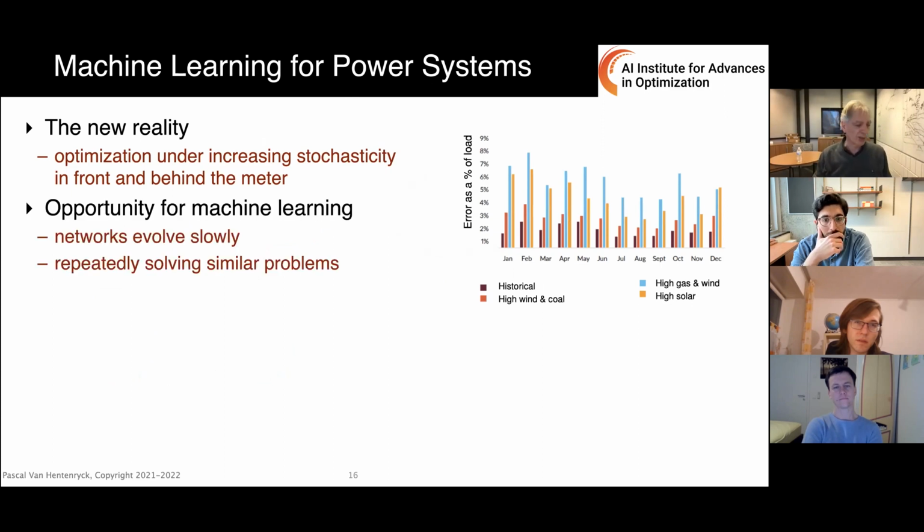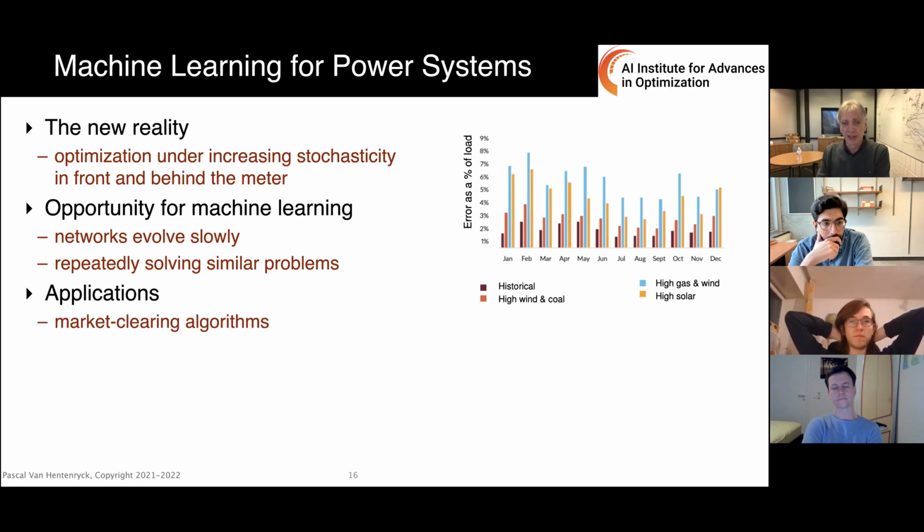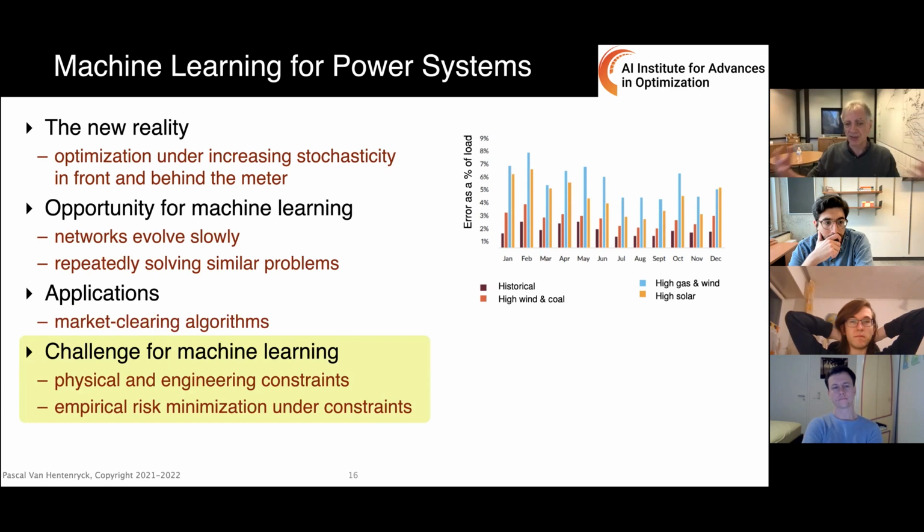But this is also a great opportunity for machine learning because these networks are evolving very slowly. The physical infrastructure doesn't change. And therefore you can think that we are solving very many similar problems all the time. This is what Andrea Lodi calls the structure hypothesis. We are solving the same problems all the time with different instances. And this is what we can exploit. And so the challenge, obviously, is these physical and engineering constraints. So we're really doing empirical risk minimization under constraints here.